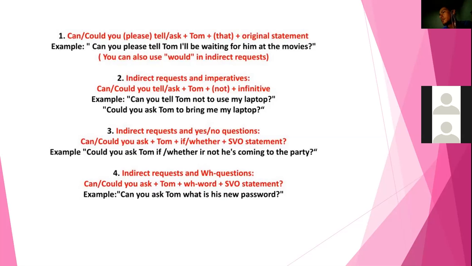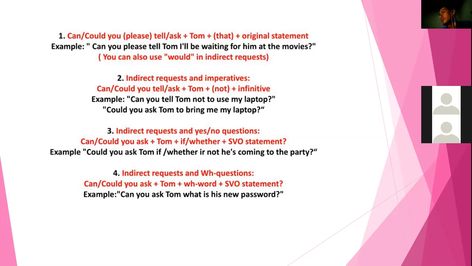Ok, so for number one, we have can, or we can say could, you. Y si usted le quiere poner el please, como acuérdense que es a request, se oye como más formal o más nice, ¿ok? Pero si no, lo puede omitir igual que el that. Can you tell or you can say ask? Cualquiera. Vamos a estar jugando con esos dos verbos, tell or ask, porque son request. Luego el Tom, que sería el object, plus that, si lo quiero usar, o lo omito, plus the original statement. Este, el número uno, es el primero, lo teníamos en la plataforma, que son statements, ¿ok? Entonces nos queda, can you please tell Tom I'll be waiting for him at the movies, ¿ok?